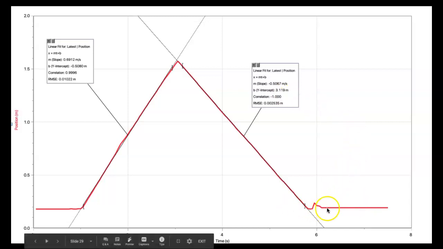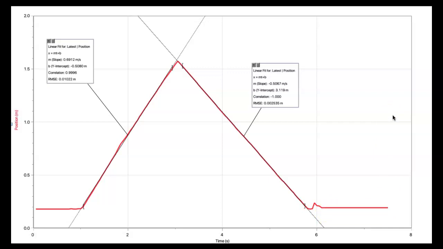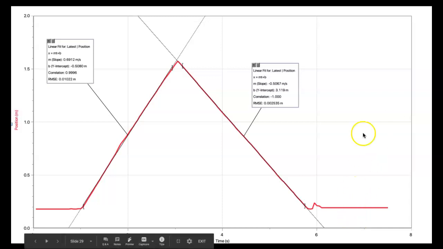And down here in region 4, we're back to the position is about 0.2 meters and it stays at about 0.2 meters. As you saw, it actually crashed right into the motion sensor, so it should have a position of 0. But the motion sensor doesn't understand distances less than 20 centimeters away from it, so it just says it's 0.2 meters. It's a little glitch in our experiment there.